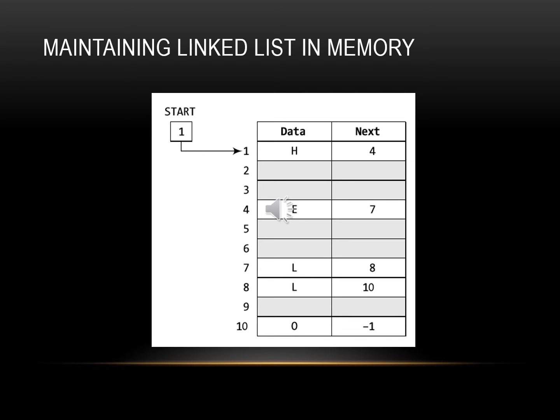After H we can see 4. That means the next memory address in this linked list to be accessed is 4. In 4 we get E, followed by 7. In 7 we get the next character, that is L, followed by 8. In 8 we get L followed by 10. In 10 we get O followed by -1, which is null. That means if we join this total thing, then we get hello. And in between there are free spaces, or these memory locations are used for some other purpose.